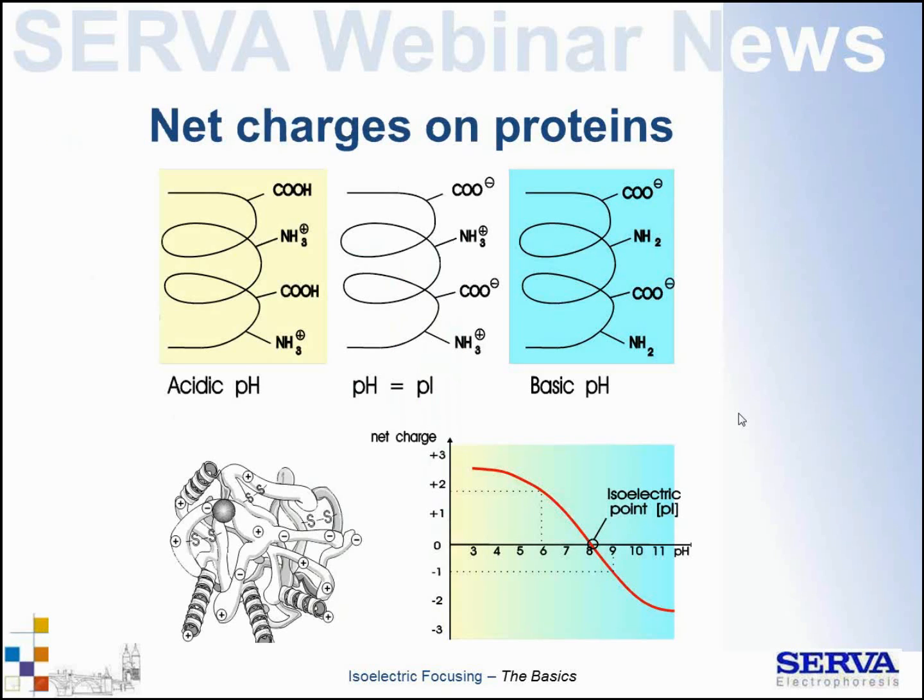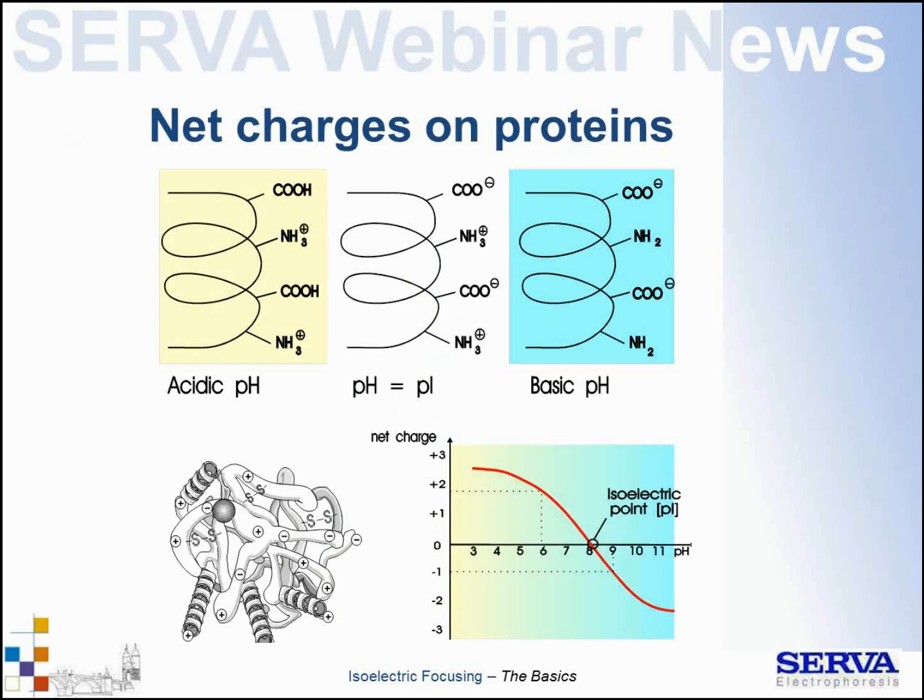Isoelectric focusing is a method which drives the molecules to their isoelectric points, so naturally it can only be applied to samples which have an amphoteric character. And you know that proteins, peptides, also some dyes, anthocyans for instance, are amphoteric, so they have buffering groups, basic and acidic buffering groups.